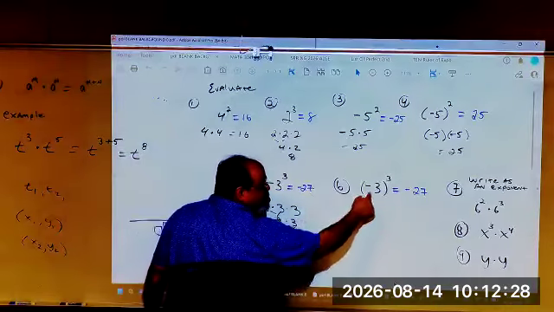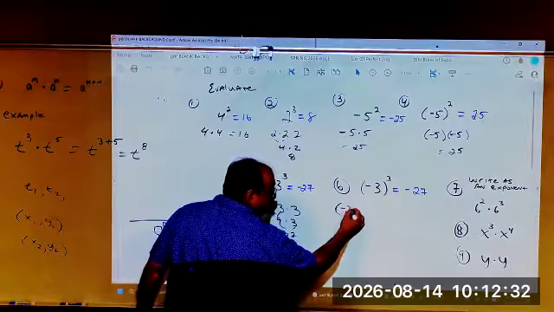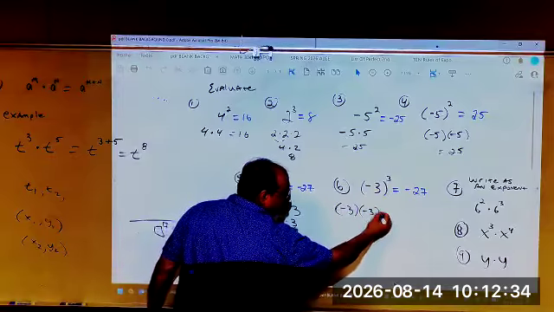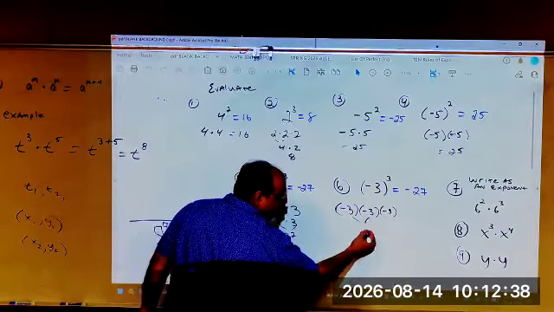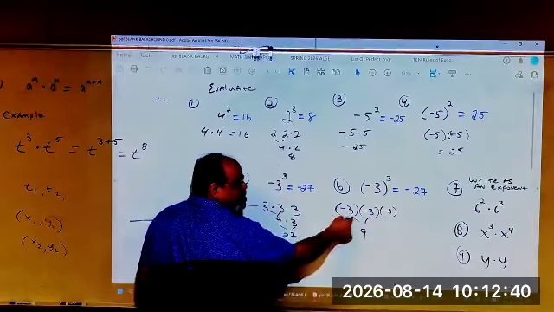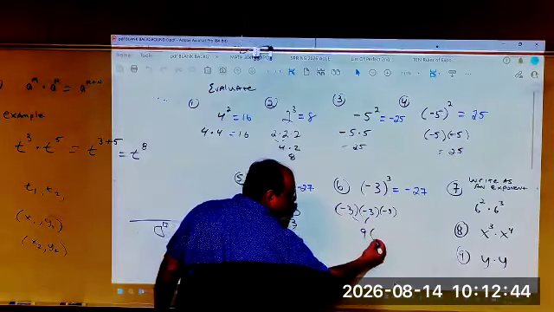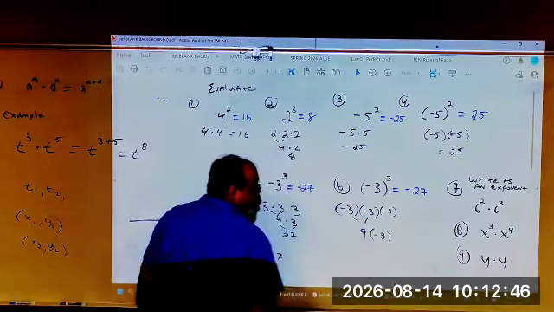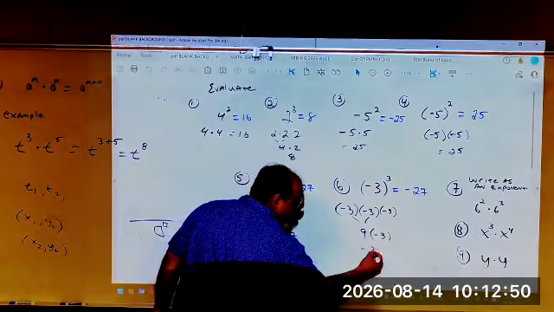Here the negative is being raised to the third. So you have 3 negative 3s. The first two, negative 3 times negative 3, is a positive 9. And then times this negative 3, positive 9 times negative 3 is a negative 27.